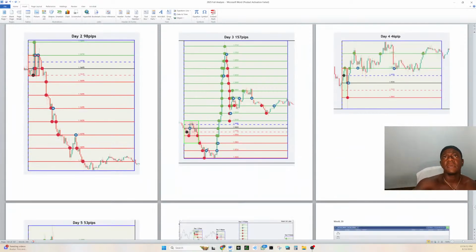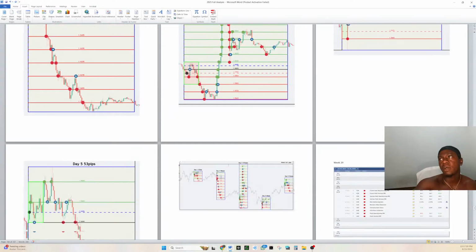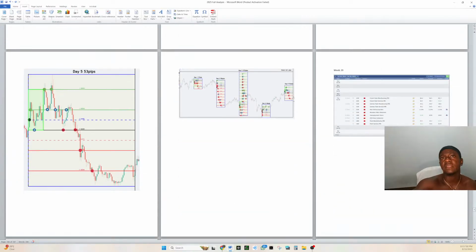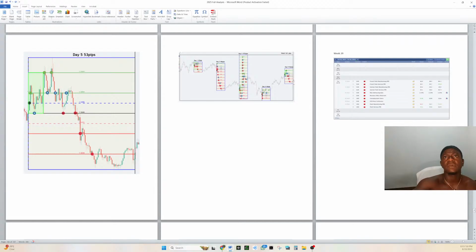Sell stop ends up being a losing trade, whipsaw. Sell stop ends up being a winning trade, small profits. Buy stop ends up being a losing trade, reversal, small reversal at that. We got a buy stop, ends up being a 1-to-1, winning reversal.